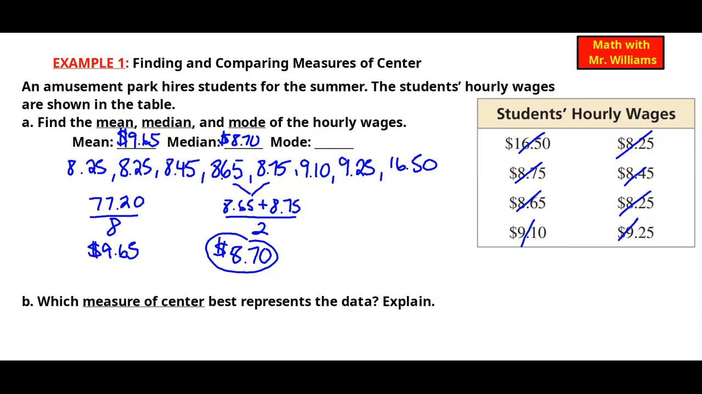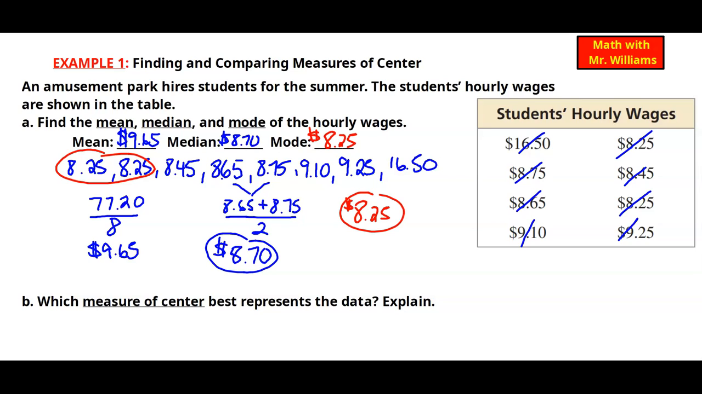And now for the mode. As we see, only one of those numbers repeats. It's the 8.25. So our mode will be 8.25. So our mean is $9.65, the median is $8.70, and our mode is $8.25.